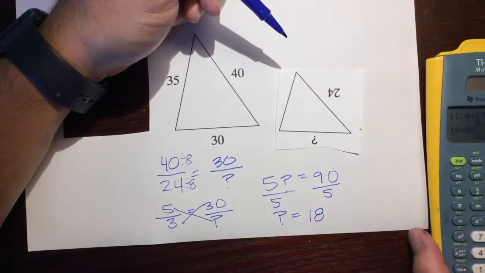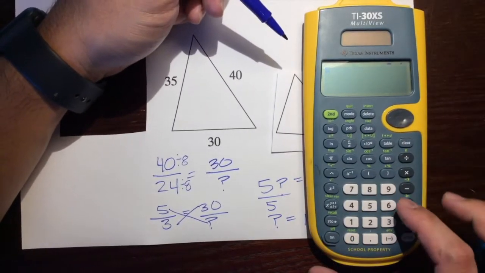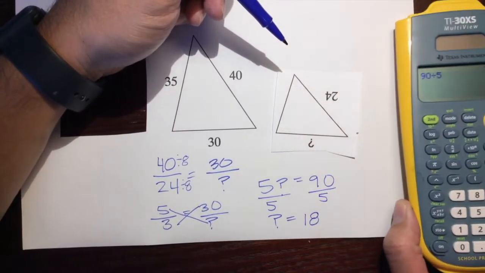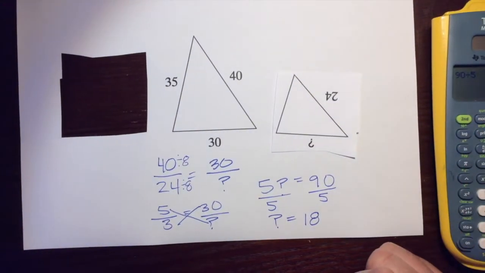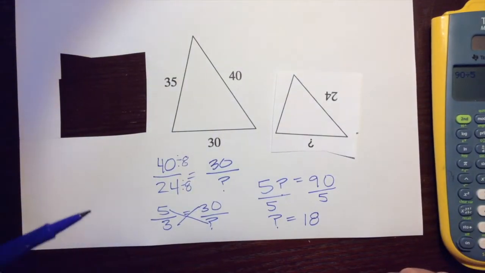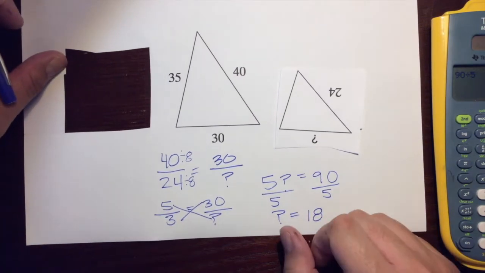Is that correct? 90 divided by 5? 18? Did I do that in my head correctly? That's right. Why did I doubt myself? Stop doubting. Yeah, don't doubt yourself. Well, actually, doubt yourself and check with your calculator. Because if you're overconfident, then you'll get it wrong on tests. So it's nice to double check.